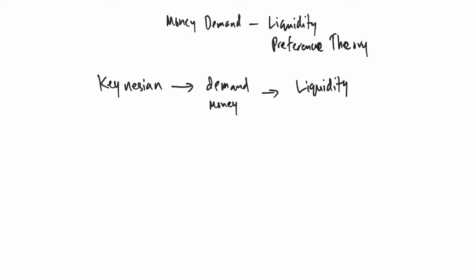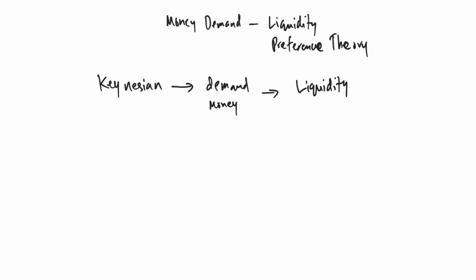What is liquidity? Liquidity is the ease to transact because you have cash in your hands. So liquidity is basically the ease of transacting because you have money. Now, what is the price of holding cash in your hand? Because that's your liquidity, right? The price of holding cash in your hand is that you could have put this money in a bank and you could have earned interest on that.